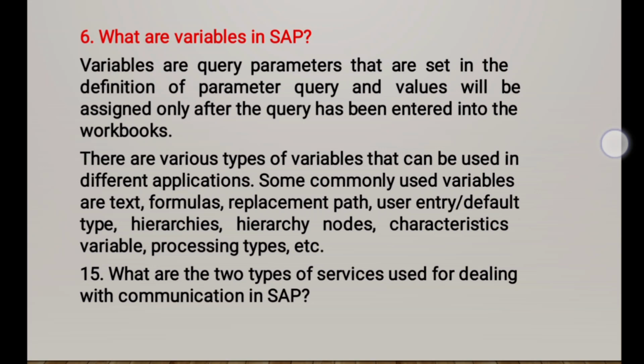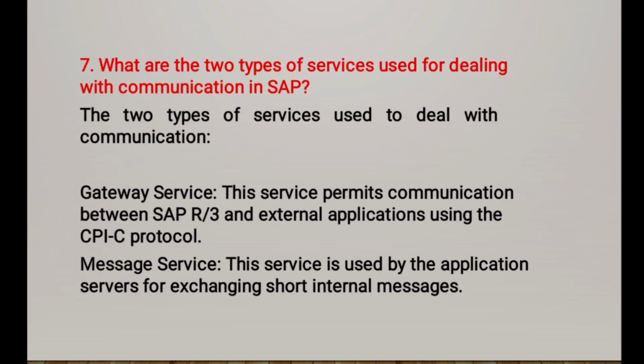Next question is, what are the two types of services used for dealing with communication in SAP? The two types of services used to deal with communication are gateway service and message service. Gateway service: this service permits communication between SAP R/3 and external applications using the CPIC protocol. Message service: this service is used by application servers for exchanging short internal messages.